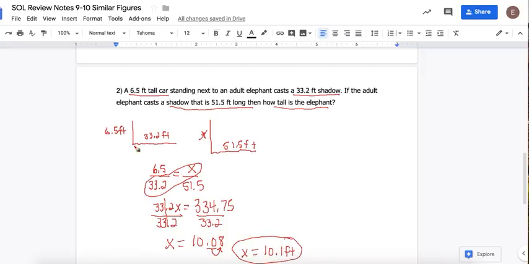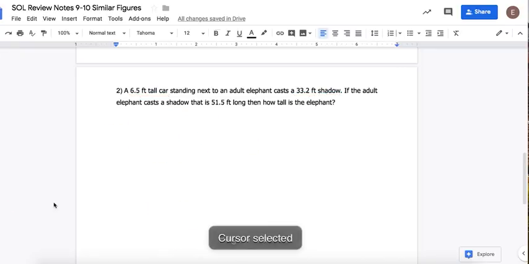Now, is this the only proportion I could have set up? Absolutely not. I could have done 6.5 over x and 33 and 2/10 over 51.5. I could have also done elephant over car, elephant over car. There are so many different ways I could have set it up, but I need to make sure I'm consistent. Here is one thing I cannot do. I cannot do car over elephant and then go elephant over car because that's not consistent and it won't be proportional. Okay, let's move on to our last example.